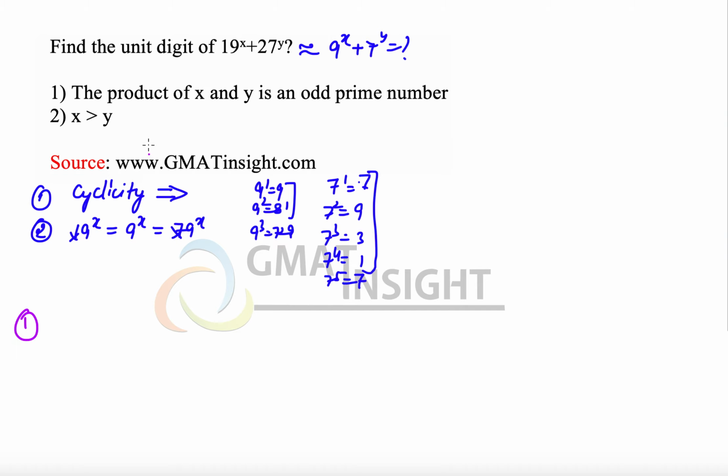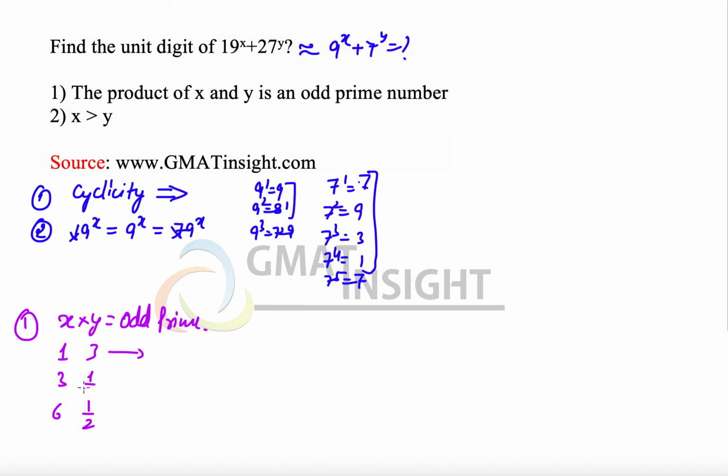Statement number 1: the product of x and y is an odd prime number. x into y is equal to an odd prime number. Now, understand one thing. The very first thing that we think in such questions is about integers. But we should always judge whether the question has given us any reason to believe that x and y are integers or not. When we read the question once again, we see that it does not mention that x and y are integers. So while the values of x and y may be 1 and 3 or 3 and 1, the values of x and y may also be 6 and 1 by 2.